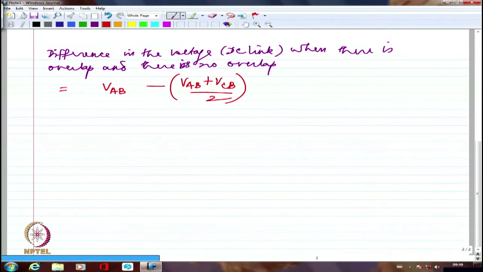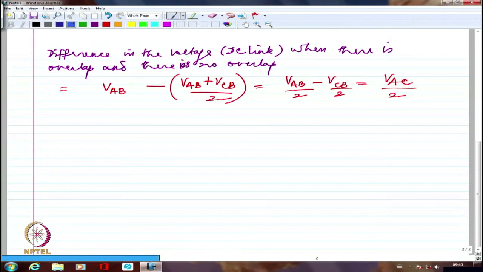And this came out to be VAB by 2 minus VCB by 2, which is actually again VAC by 2. So we said that VAC by 2 is the difference between the DC link voltage that would have existed without overlap and that existing with overlap. So there is a good amount of drop in the DC link voltage. That's what we concluded ultimately. So let's try to draw the waveforms now corresponding to this, and let us see what happens in each of the cases.